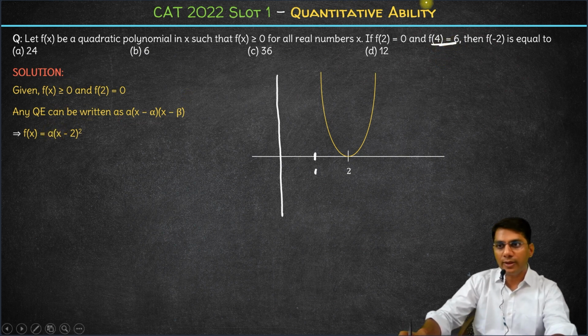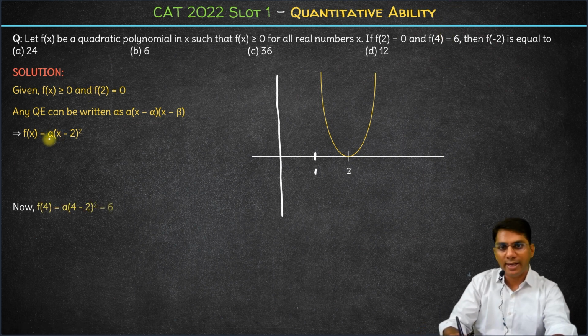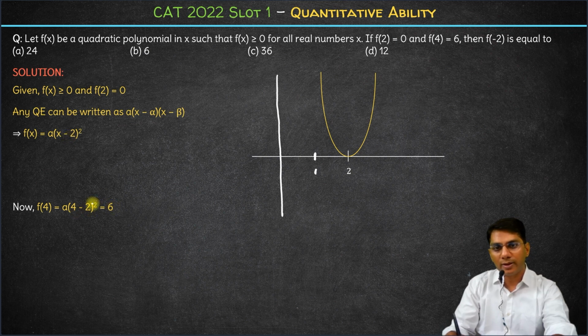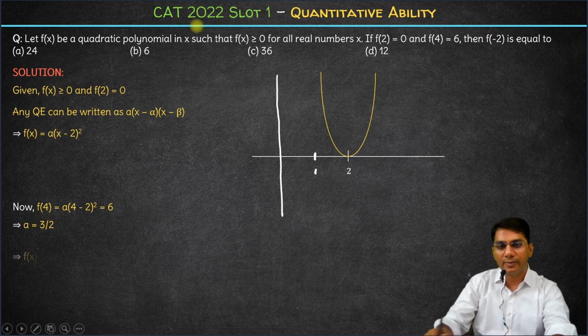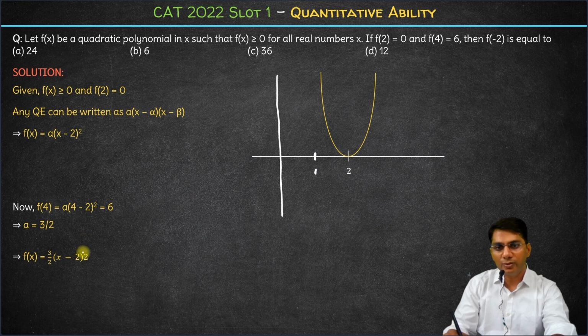If f(4) is 6, substituting x equals 4 here, we'll have a times (4 minus 2) whole square is equal to 6. So 4 minus 2 is 2, 2 square is 4, so a comes out to be 6 by 4, which is 3 by 2. Hence the quadratic expression becomes f(x) is 3 by 2 times (x minus 2) whole square.